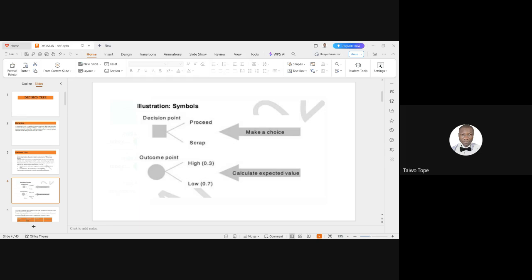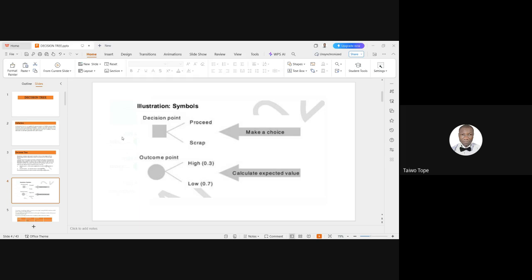Once you plot or draw your tree, you move forward. As you move forward, for you to come to a conclusion, you solve backward. Now, as you solve backward, for you to make a decision, you determine the highest payoff for each decision knot. So the expected value for a chance knot will always be determined by what? Probability multiplied by possible outcome, or probability multiplied by cash flow. So these are some of the steps you must note.